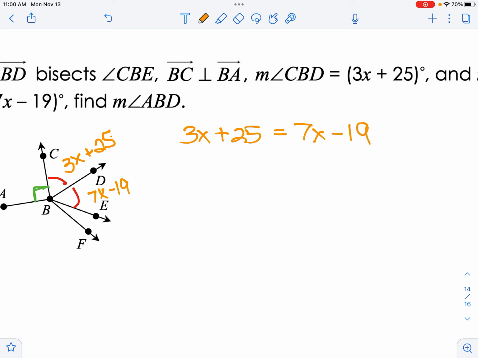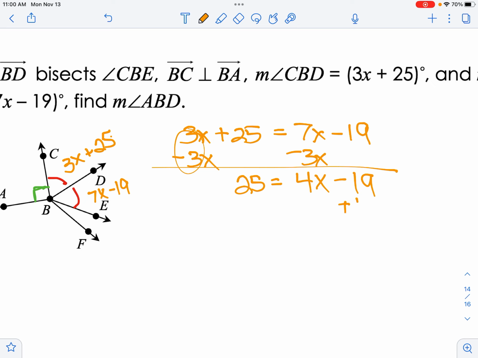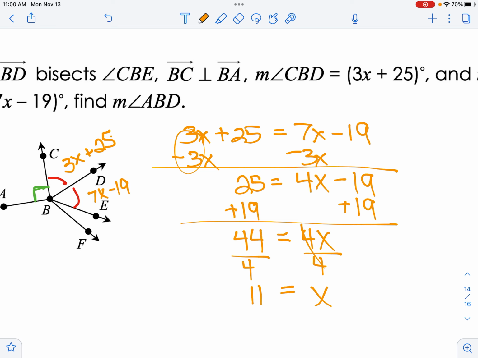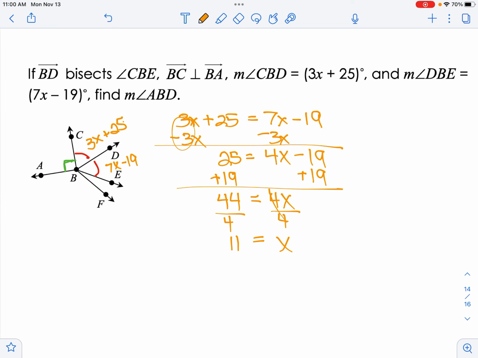Okay, getting all my x's on one side, I'm going to subtract 3x, subtract 3x. These cancel, I got 25 equals 4x minus 19. I'm going to add 19 to both sides. I got 44 equals 4x. If I divide by 4 on both sides, we know that x is 11. Okay, so now I know that x is 11. I want to plug it back into one of these two. It doesn't matter which one, and find out what my total is.